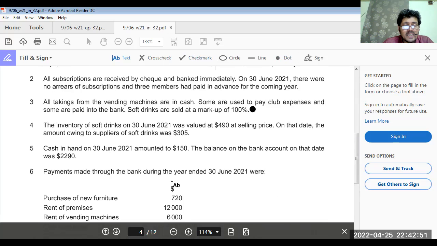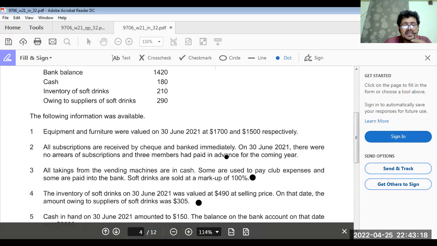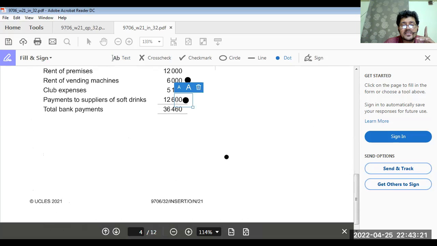Okay. The inventory of soft drinks, yes, this is also important, on 30th June 2021 was valued at 490 at selling price. On that date, the amount owing to suppliers of soft drinks was 305. Cash in hand on 30th June. Rent of vending machine, this is also important. Payment to suppliers of soft drinks, this is also important. These are the important points in calculating the first requirement. Okay, so we have to be careful.